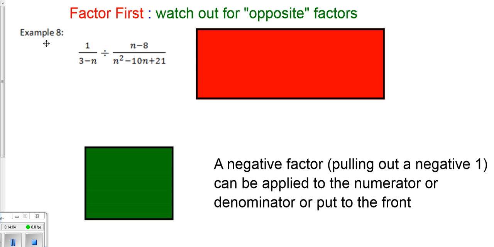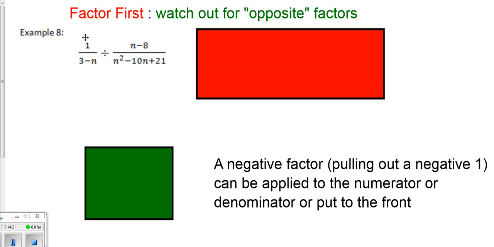All right, our last example then. Again, make sure that we are factoring first. Also, as we work this one, watch out for opposite factors, and I'll show you what I mean. We saw that in one of our previous lessons, and those ones can be kind of tricky, but I'll show you what it looks like to have an opposite factor.